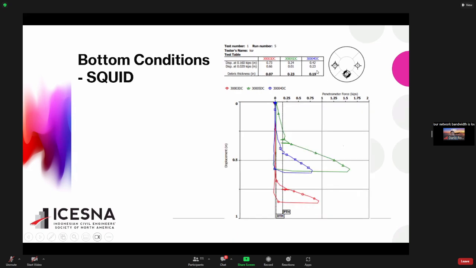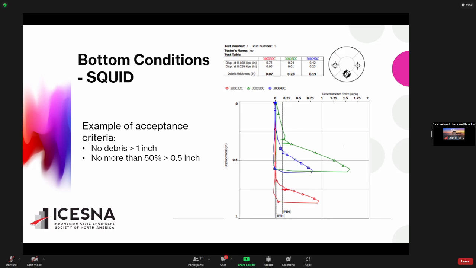And then this is another example of they did the squid for this quadrant or this area. And again, this is the estimated debris thickness, 0.07, 23, 19. So they all meet the specification, right? So they're all good. So the bottom is clean. Well, they have to show that they have this value for all the quadrants, okay? Not only for the 2, but all 5. So again, I just repeat that example of the X7, that no debris should be more than 1 inch, and no more than 50% should be more than 0.5 inch.